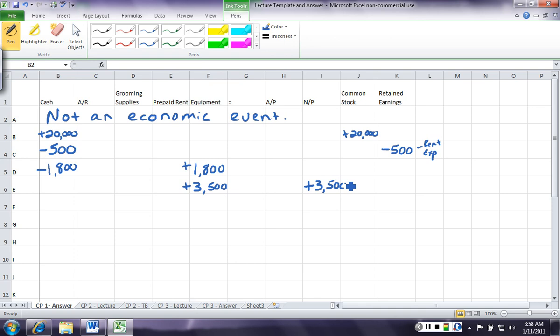On F, on November 4th, they buy $1,000 in grooming supplies from the Dog and Pony, $500 in cash and $500 on account. So supplies go up $1,000. Accounts payable goes up $500 because we now owe $500, but cash goes down $500. This is what we call a compound transaction because it affects multiple accounts.